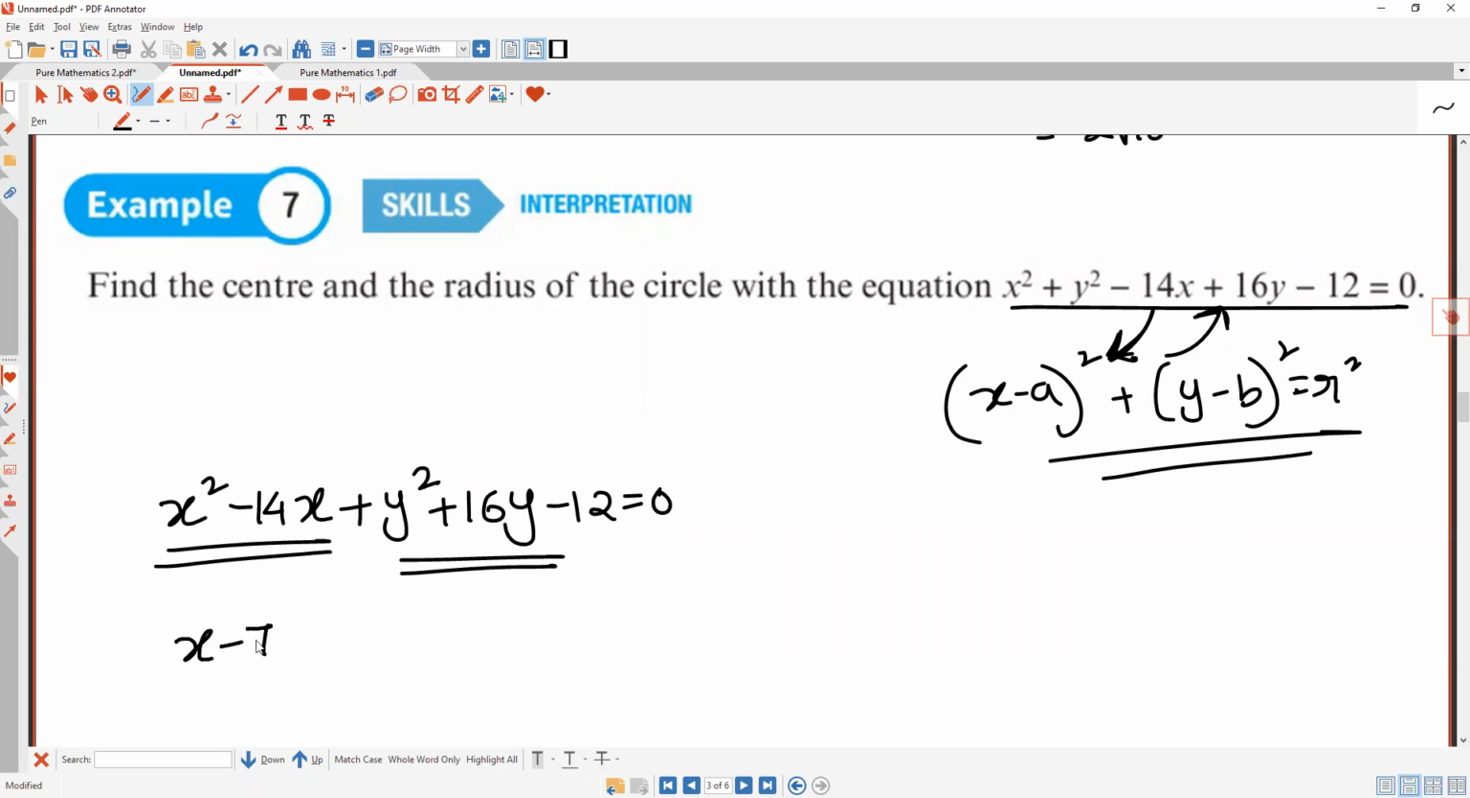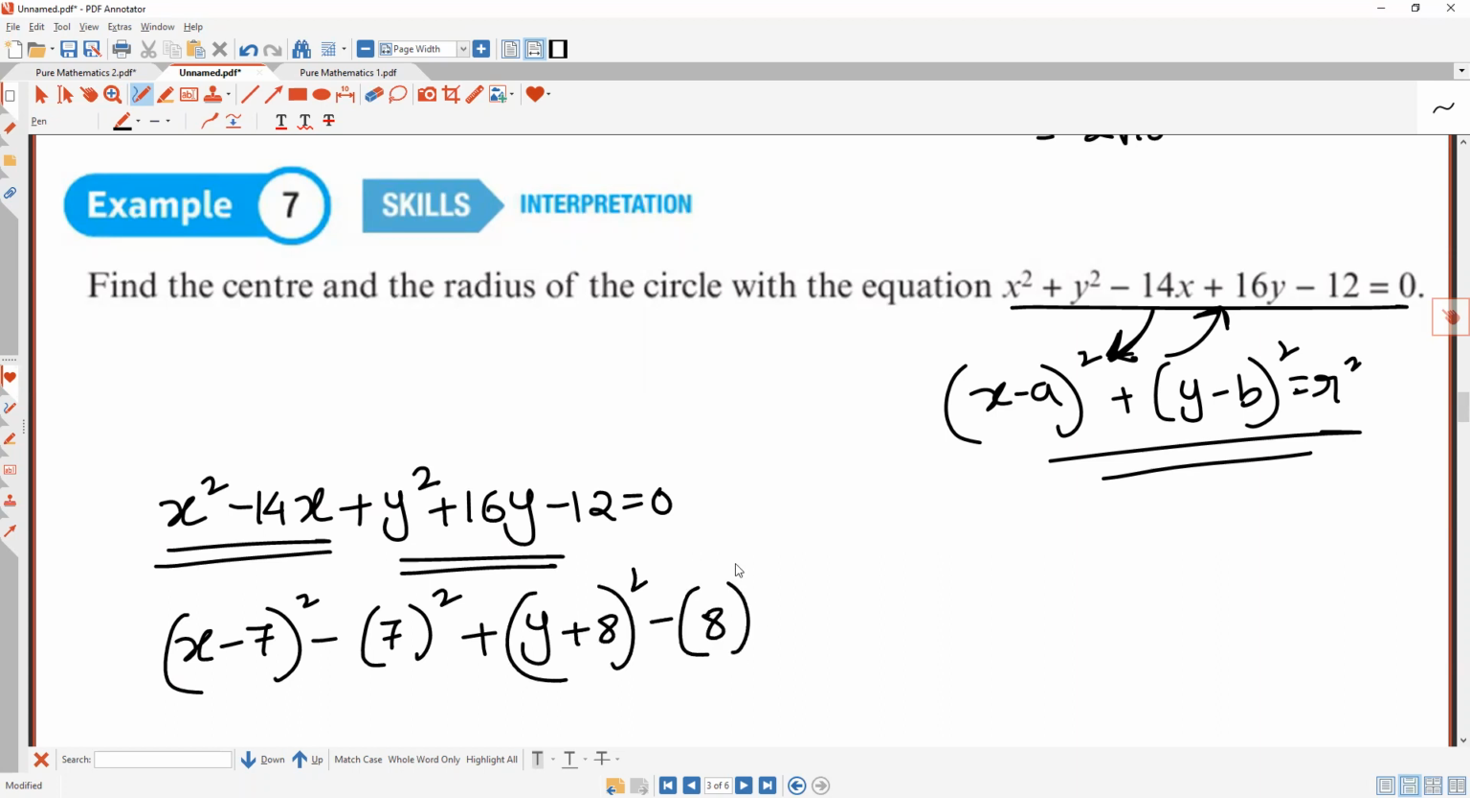Can you do x minus 7 whole square? Because you know 14 divided by 2 is 7. Minus 7 whole square plus y plus 8 whole square minus 8 whole square. Actually, it's minus 12. My bad. Minus 12 equals to 0.